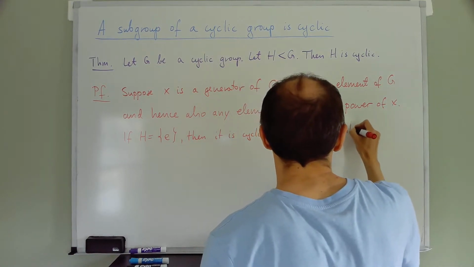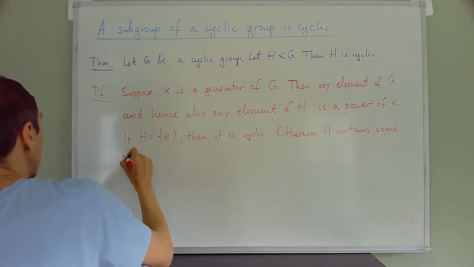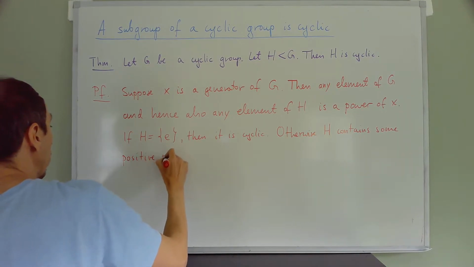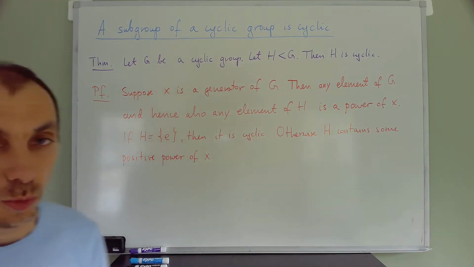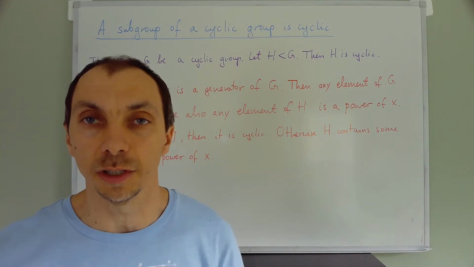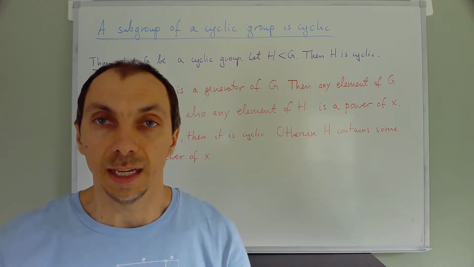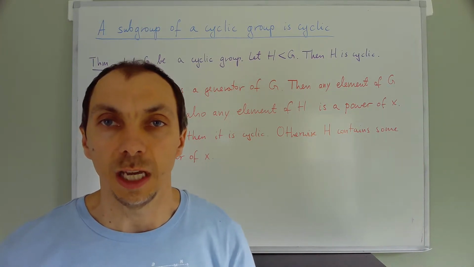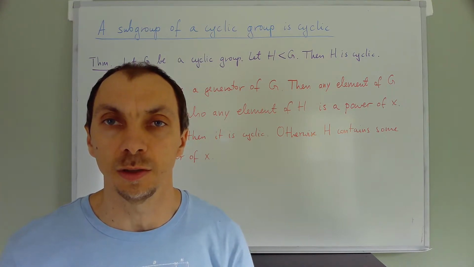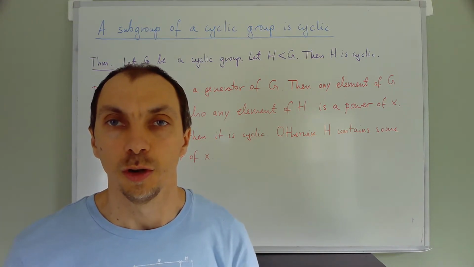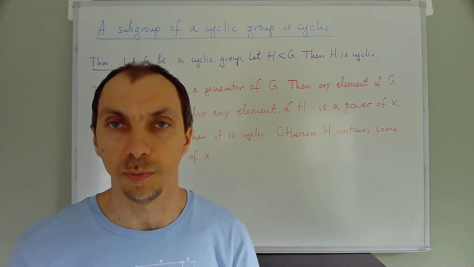H contains some positive power of X. Well, why is that so? Why can't H only contain negative powers of X and the identity? Well, suppose that X to the minus 5 is in H, but H is a group, so the inverse of that element is also in H. So the inverse of X to the minus 5 is X to the 5. So if it contains X's with negative exponents, it must also contain X's with positive exponents.